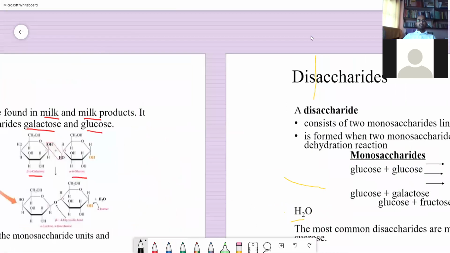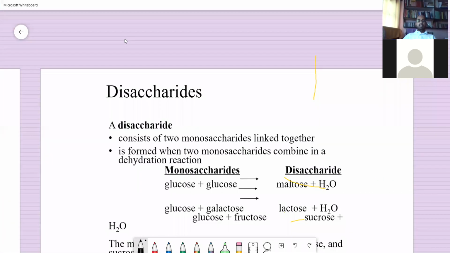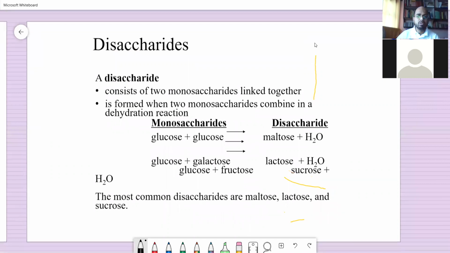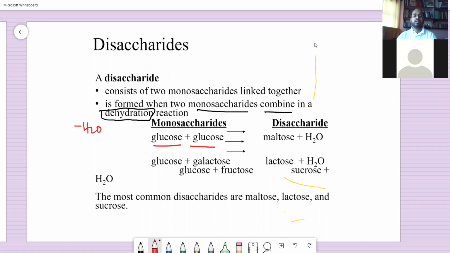So what is a disaccharide? A disaccharide consists of two monosaccharides linked together and is formed when two monosaccharides combine in a dehydration reaction. Dehydration reaction means minus H2O. So you can see you are taking glucose plus glucose and you are getting maltose.